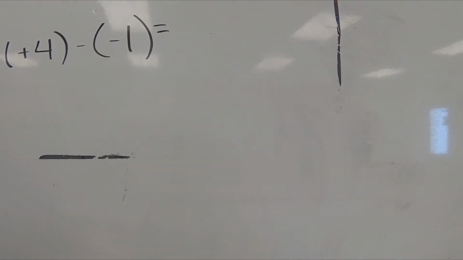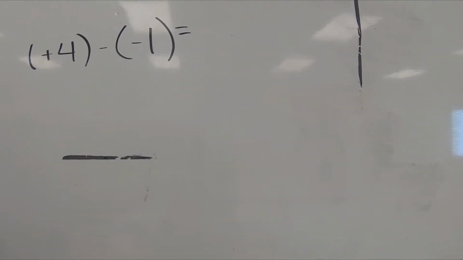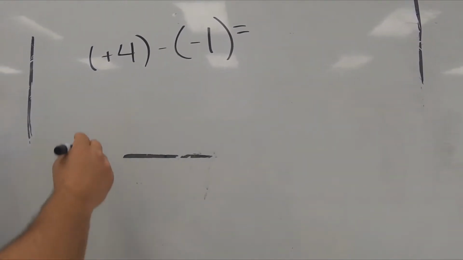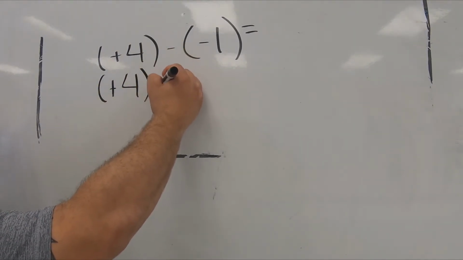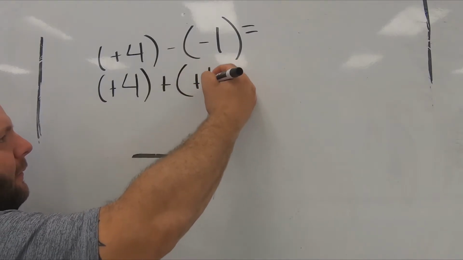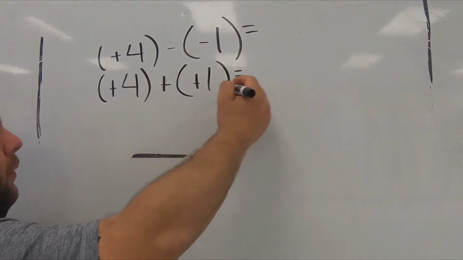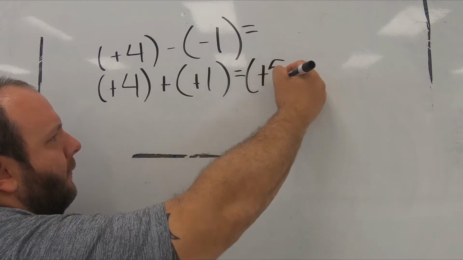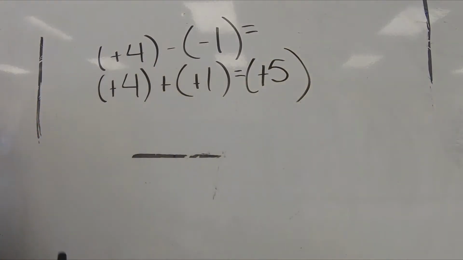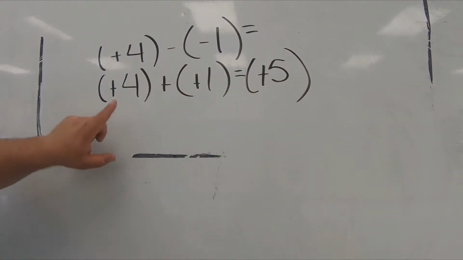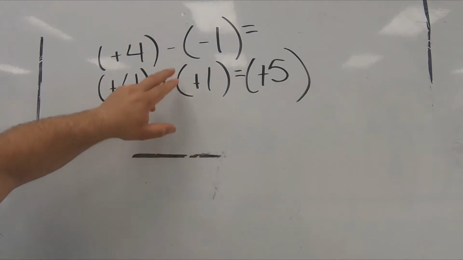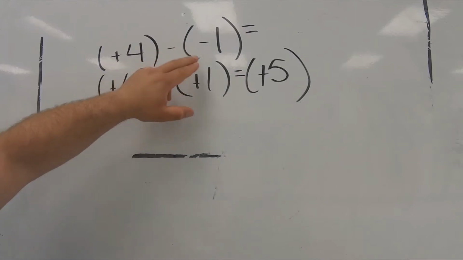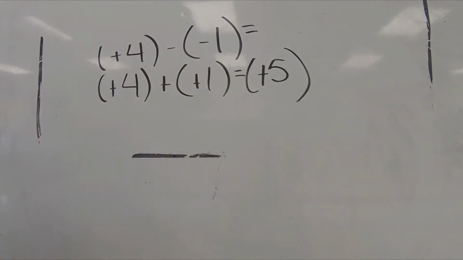Now, remember, the rule says if I'm taking away a negative, that is the exact same thing as adding a positive. So let's just do that. Follow the rule. Positive 4, adding a positive. Well, 4 plus 1 is positive 5. So positive 4, take away negative 1, is positive 5, because it's the same thing as the rule tells us. If we're taking away a negative, we add a positive, that's where we end up.